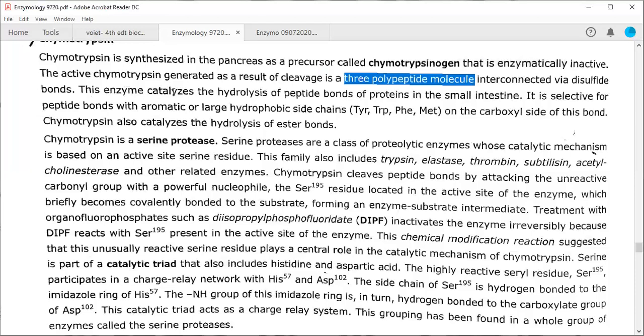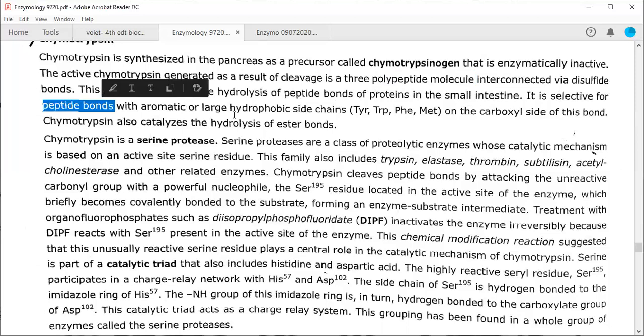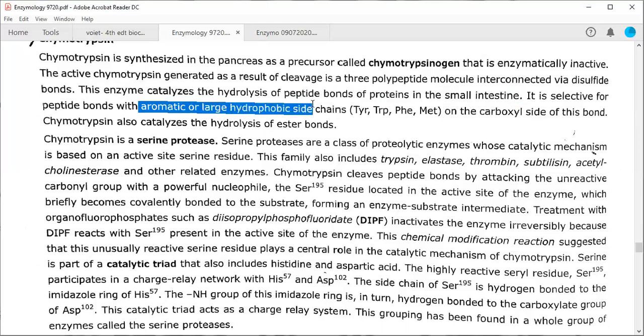This enzyme catalyzes the hydrolysis of peptide bonds of proteins in the small intestine, or you can say in the duodenum. It is selective for a peptide bond with an aromatic or large hydrophobic side chain, whether it is tyrosine, tryptophan, phenylalanine, or methionine. You have studied this in your protein sequencing part, which sir has covered. The cleavage should be on the carboxyl side of this particular bond.